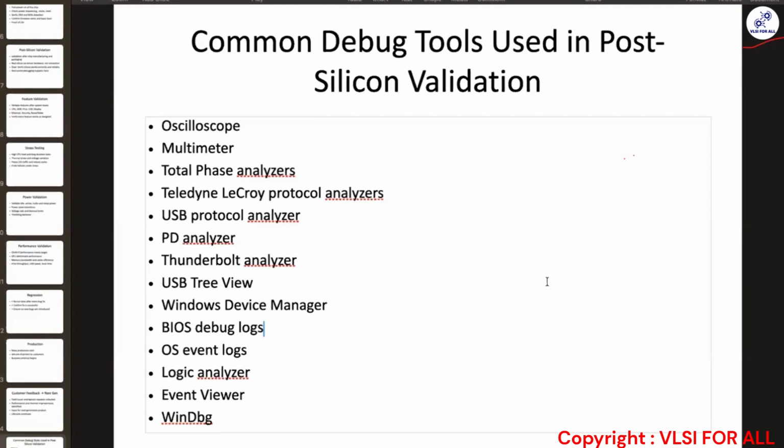And next thing is event viewer. Not event viewer, sorry, WinDBG. So WinDBG is like, anything on the OS side if you have to debug, right? Not only OS side, consider like your system is in a hang state. So you may need to understand what is happening. So you connect to WinDBG and then you check where it is stuck or what is happening. All of those things you can check with the help of WinDBG.